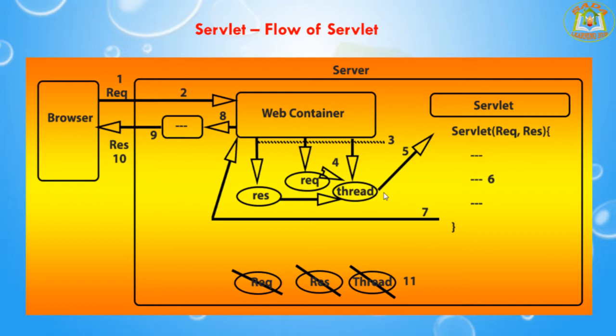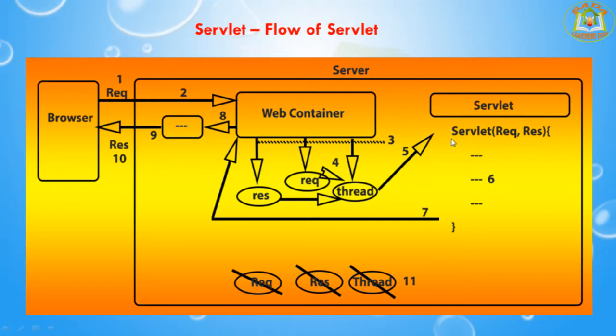Now see here, this is the flow of the servlet. Here I am showing the browser. Whenever we raise a request to the web container, the init method will be called. In this init method, whatever initializations are there, all the initializations will be injected into our servlet object. After completion of the init method, it is going to call the service method.